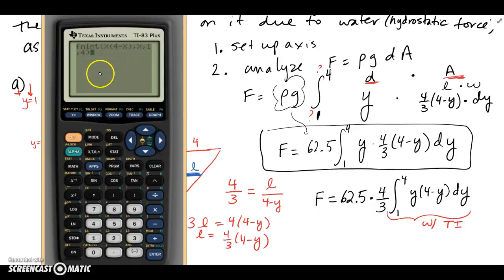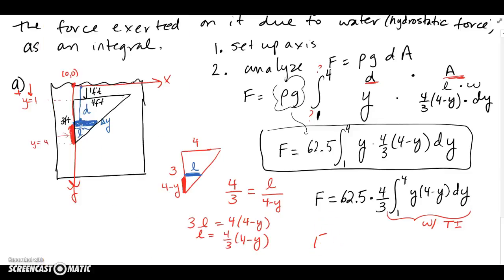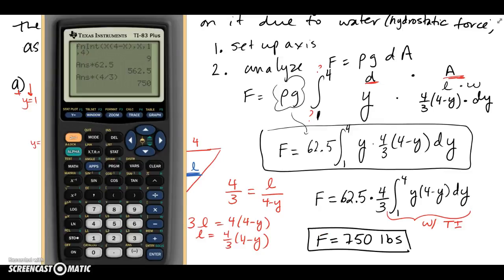So math, then push 9, x times 4 minus x in terms of x from 1 to 4, push enter. That guy times 62.5 and that guy times 4/3. And it looks like we get the force to be 750 pounds. Remember, we're in the US system with feet, so the unit for force is pounds.